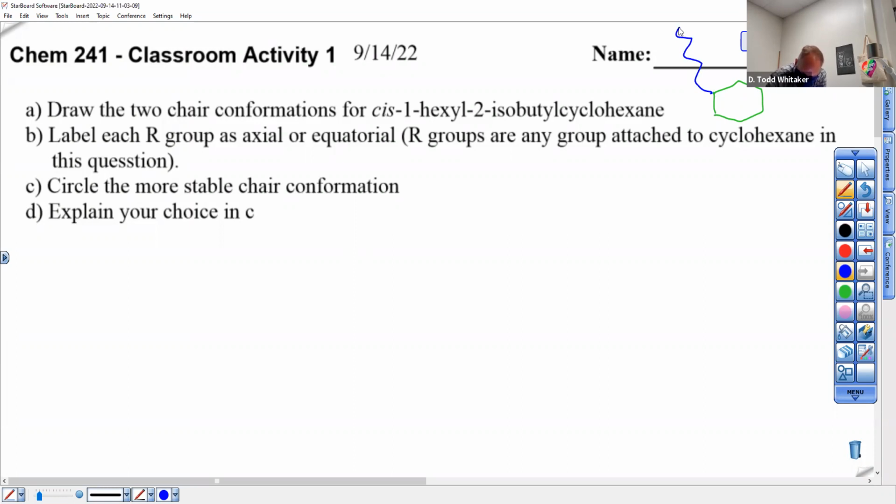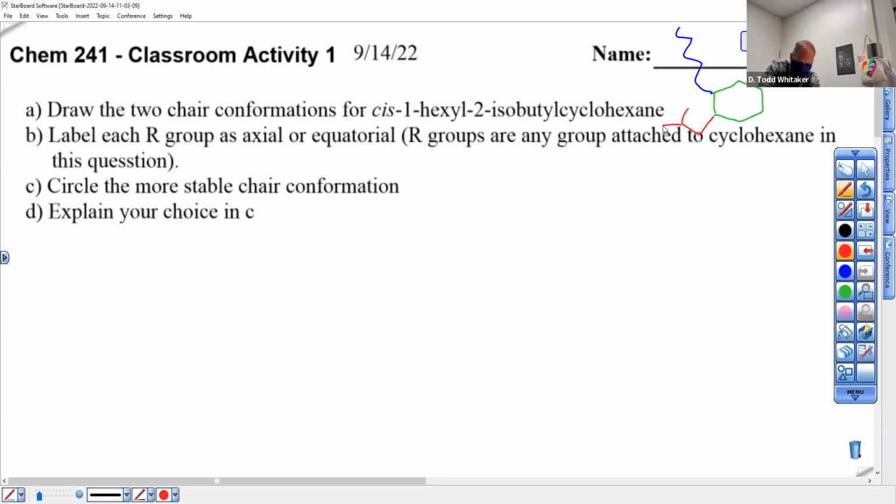Get used to me calling isobutyl IBU. Yeah, and some of you know why. One of the most common medicines out there has IBU in its name, doesn't it? Why does it have IBU in its name? I drew it in red. It's got an isobutyl group on it. Ibuprofen? Yes, sir. Ibuprofen. So it's cis.